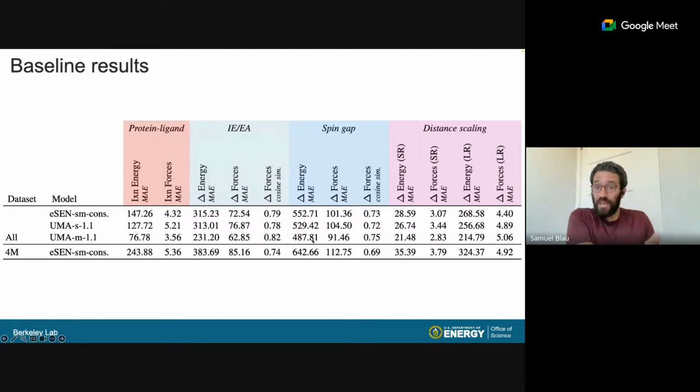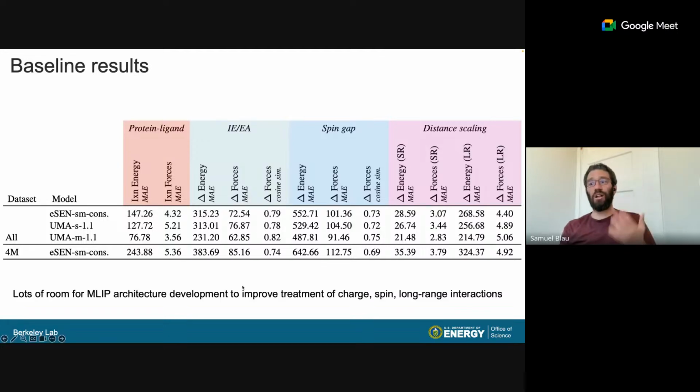That information exists in what we have released. So it's more a matter of there being lots of room for MLIP architecture development to improve the treatment of charge and spin long-range interactions, which lots of people are aware of and are working on. And I think we've finally given a really strong training set and evaluation metrics that will really push that development forward. Finally, for the distance scaling at short range, the errors are quite low, but at long range, especially the energy error is extremely high.